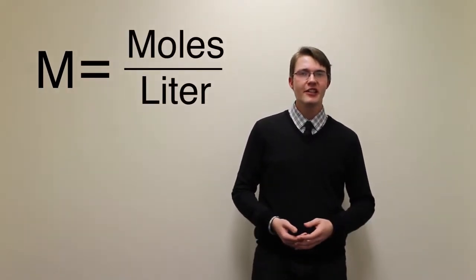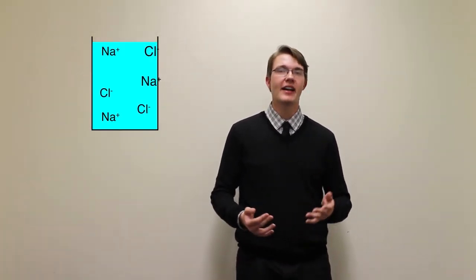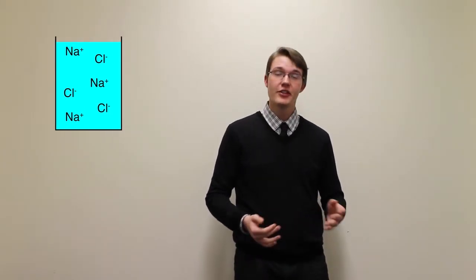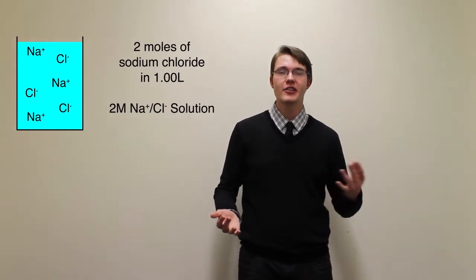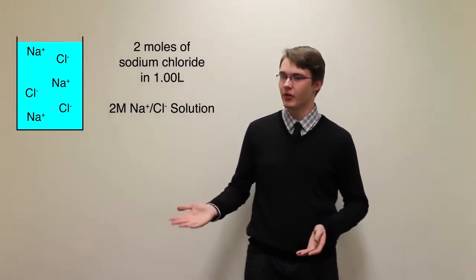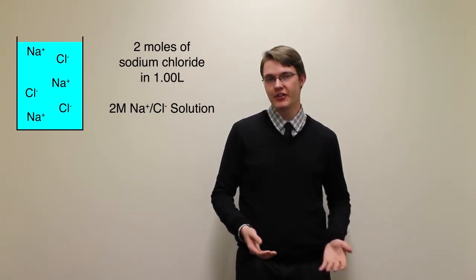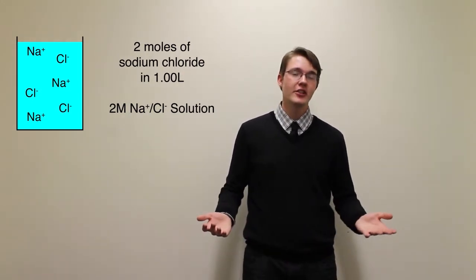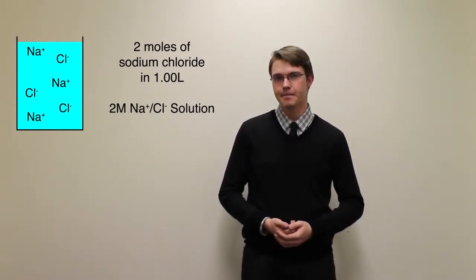For example, let's look at a beaker which contains 1 liter of water. If I add sodium chloride in enough mass so that I've added 2 moles of sodium chloride, the solid will dissolve and form sodium and chloride ions so that there is 2 moles of sodium ion and 2 moles of chloride ion. Now, since we have 2 moles of this in 1 liter of water, we can now determine that this is a 2 molar solution for both sodium and chloride ion.